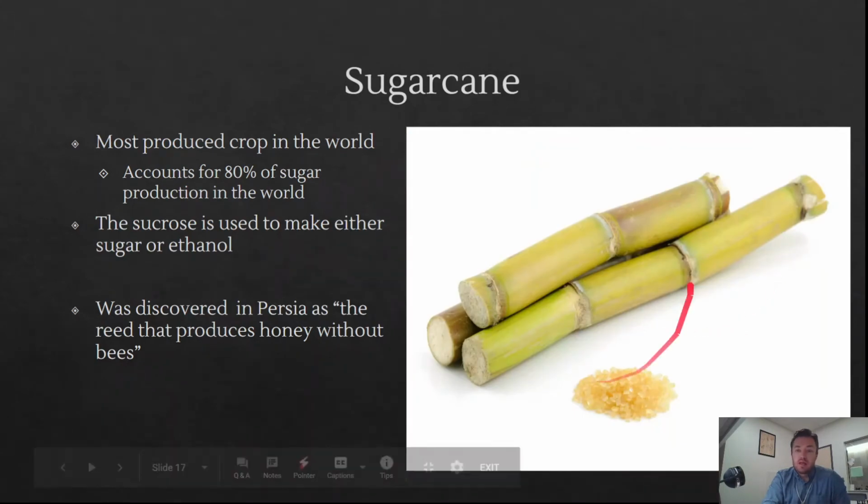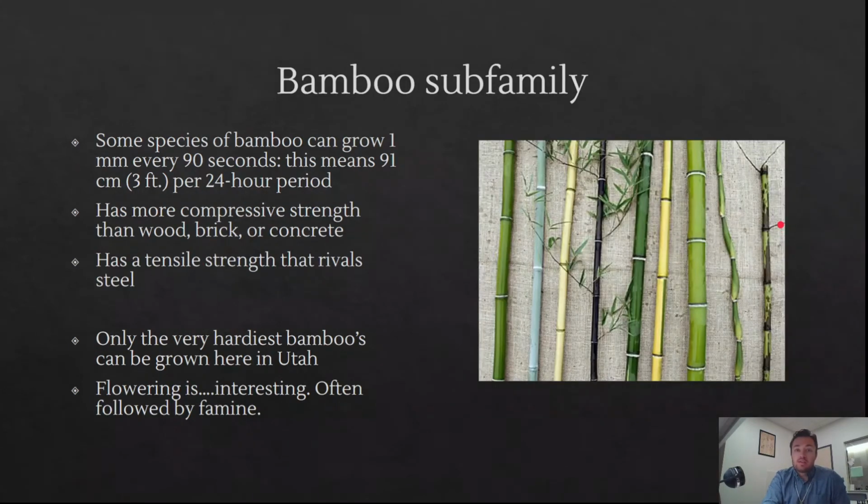Tastes like honey, and that's where we get sugar from. The subfamily of bamboo can grow... Bamboo is absurd. Bamboo can grow a millimeter every 90 seconds. This means you can sit there and watch it grow when it's really taking off. 91 centimeters, that is to say 3 feet, per 24-hour period.